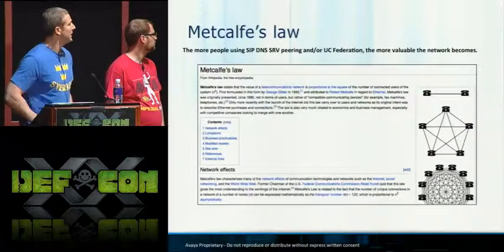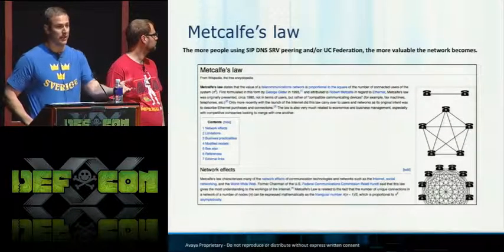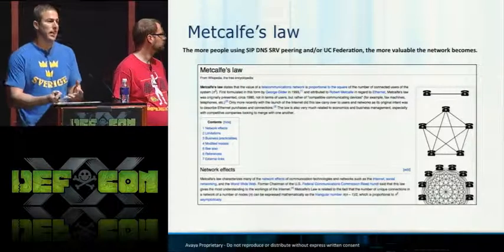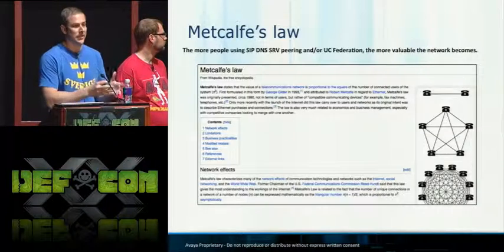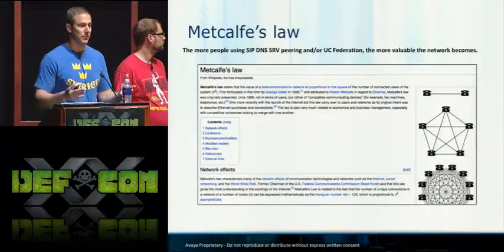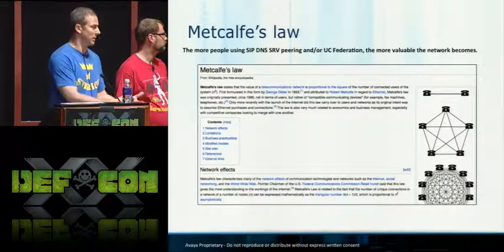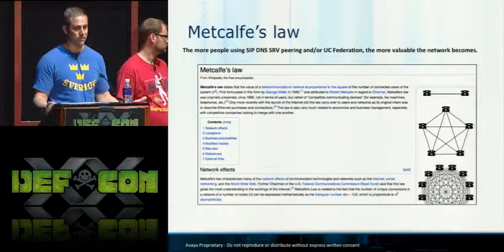And then last, I don't know if you guys have heard of Metcalfe's law, but that's what I'm really talking to you guys about today. Metcalfe's law says the more people using a telecom network, the more valuable it becomes. Since everyone's using the PSTN, that gives a lot of power over VoIP. If you started using VoIP, the more people on it with DNS-SRV, the more valuable it becomes to everyone.